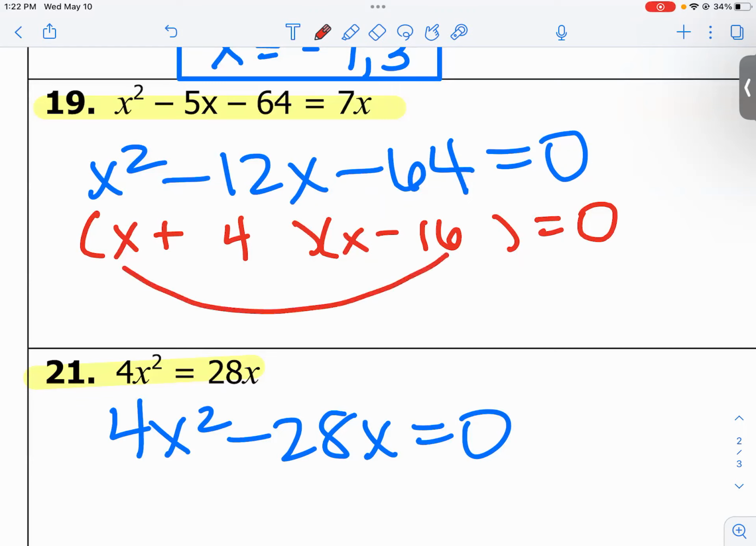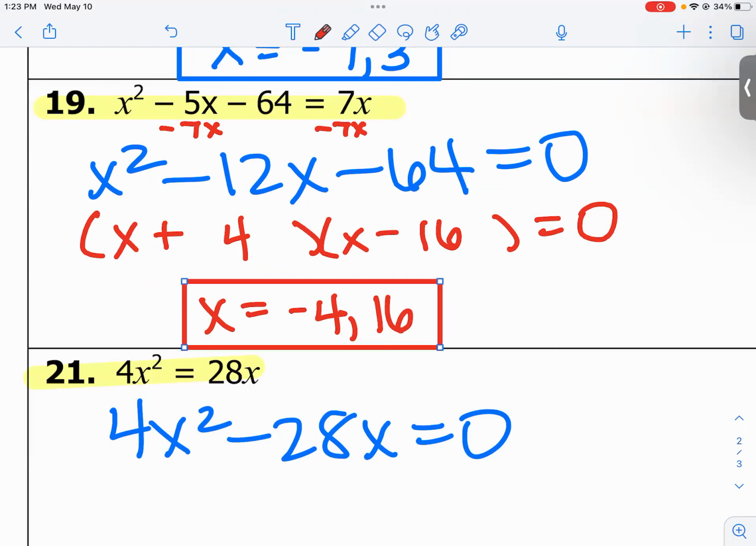Because 16x. Oh, right here. We had to subtract the 7x. I just added it. Yep. Since it's positive, we need to subtract it over. Okay. So we get x equals -4 and x equals +16 for our two zeros. This is where this parabola is crossing the x-axis, opening up.